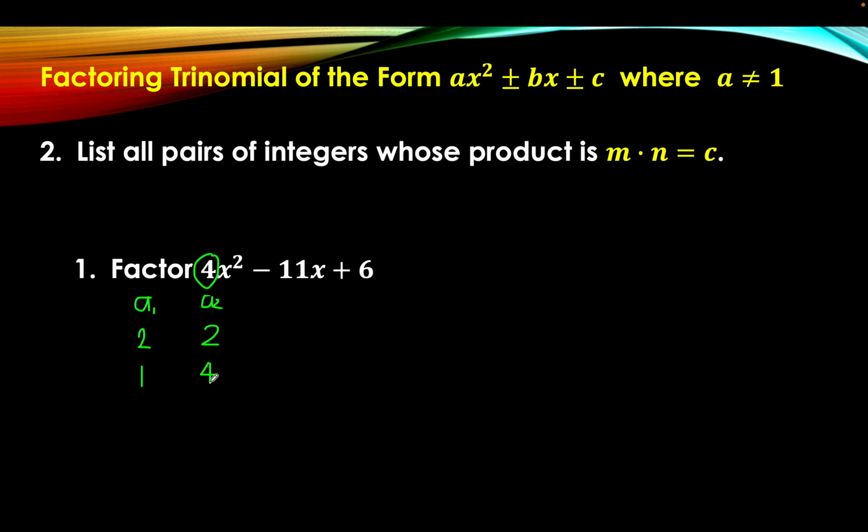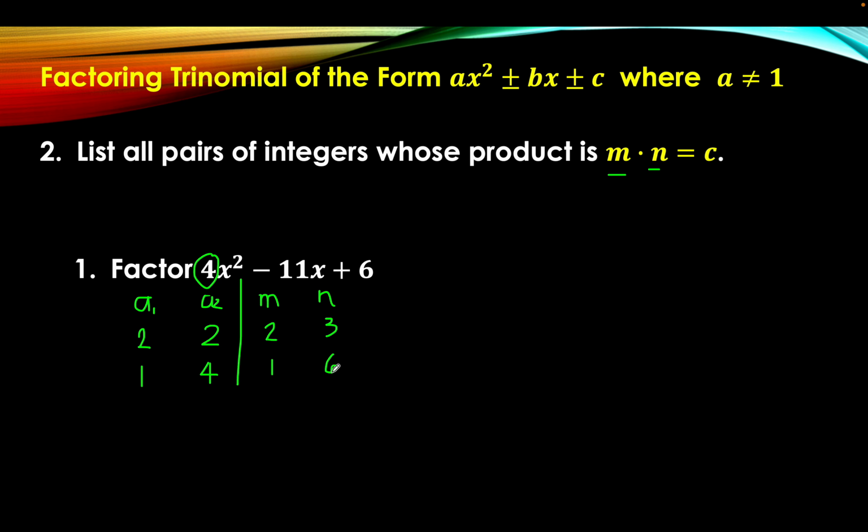Next is step 2. We're going to list all pairs of integers as well, m and n here, whose product is c. From the given trinomial, the value of c is 6. Thus, we need to find two integers whose product is 6. And basically, we have the integers 2 and 3 and 1 and 6. So let's have here the integers m and n for c, and the integers whose product is 6 are 2 times 3 and 1 times 6.